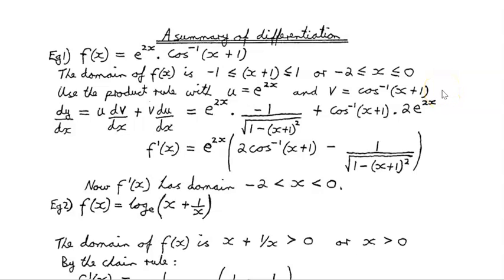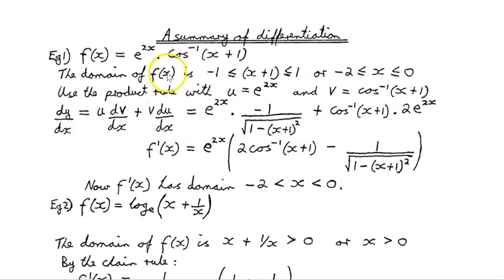So let's look at a bit of a summary of differentiation, just some more examples basically to add to the list of ones we've seen before. All right, let's start with f of x is e to the power of 2x times inverse cos of (x plus 1).